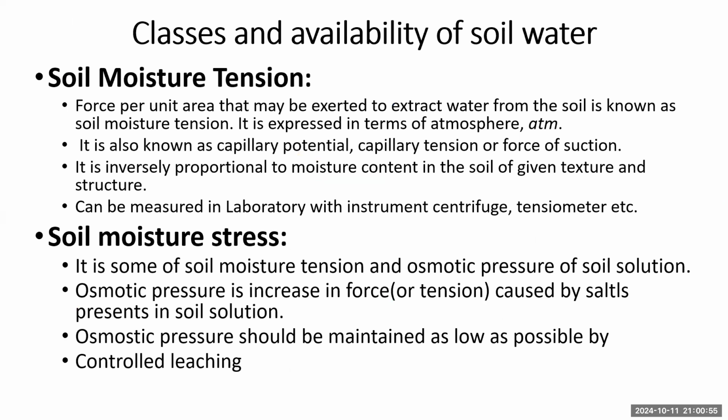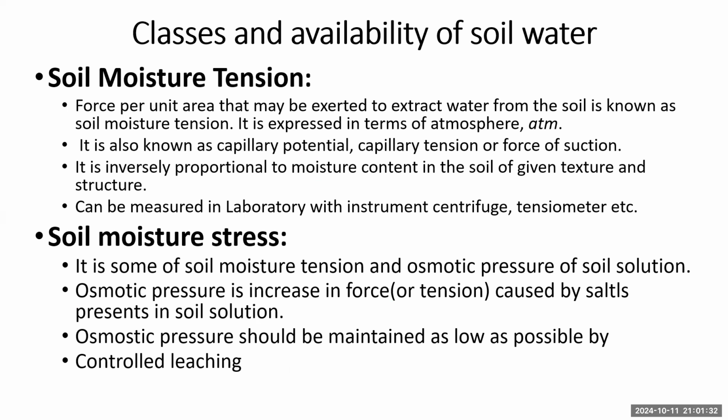Now, after studying these classes of soil water, now we are going to discuss the soil moisture constants. Now, soil moisture constant is a moisture content. This is a particular value of moisture content. Before going for the types of soil moisture constant, let us know about the term soil moisture tension and soil moisture stress. So first is the soil moisture tension.